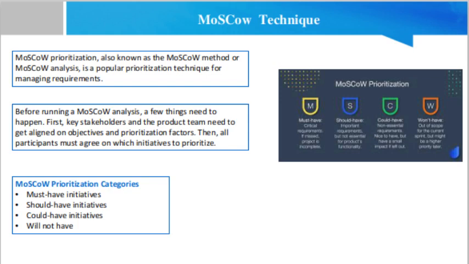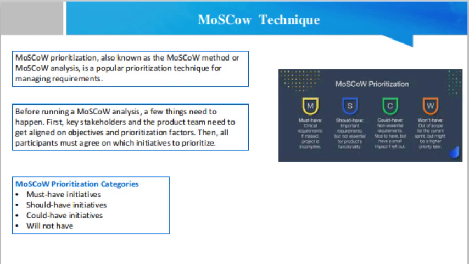Should have initiatives are different from the must have initiatives in that they can get scheduled for a future release without impacting the current one. For example, performance improvements, minor bug fixes, or new functionality may be should have initiatives. Without them, the product still works.